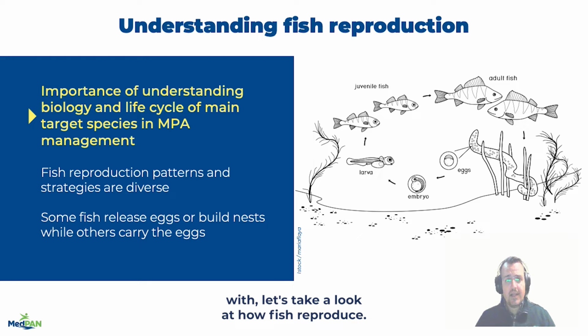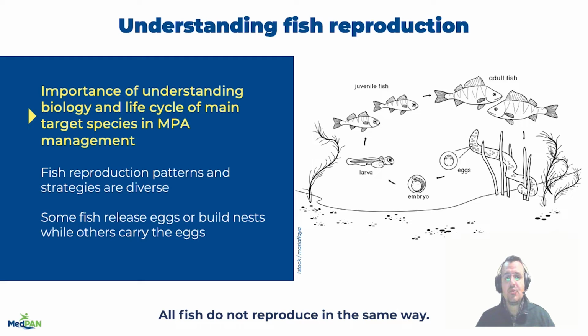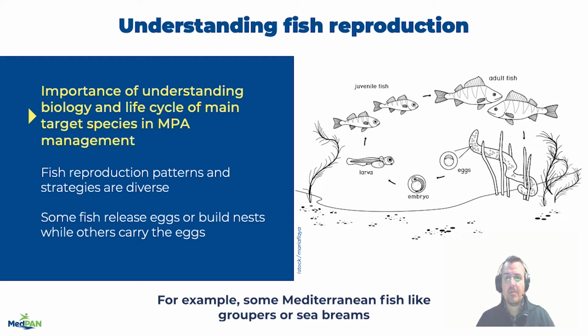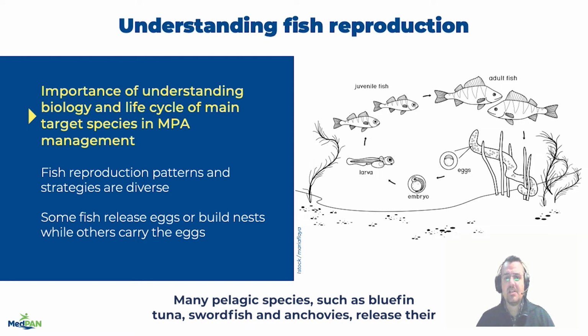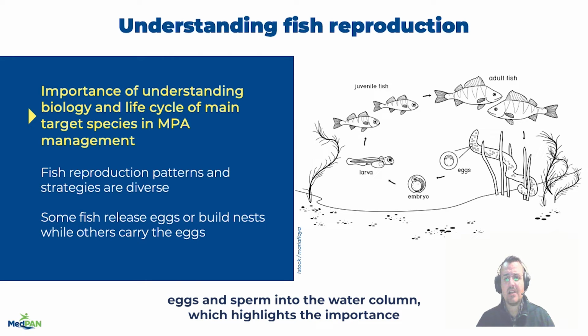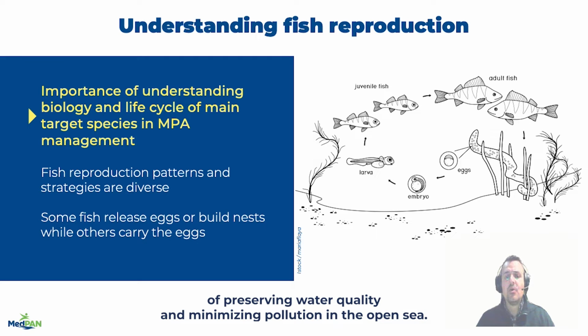To begin with, let's take a look at how fish reproduce. All fish do not reproduce in the same way. For example, some Mediterranean fish like groupers or sea breams build nests on rocks or in crevices to lay their eggs, which makes them particularly vulnerable to disturbances on the seabed. Many pelagic species such as bluefin tuna, swordfish, and anchovies release their eggs and sperm into the water column, which highlights the importance of preserving water quality and minimizing pollution in the open sea.